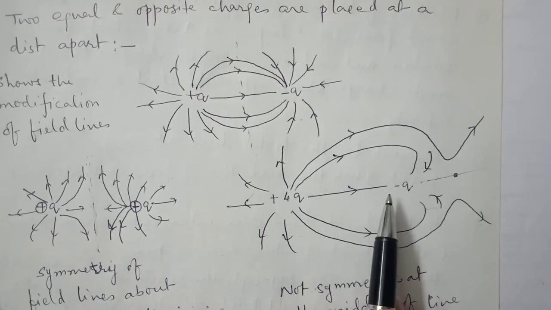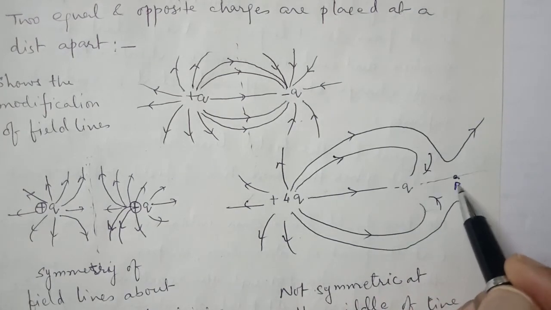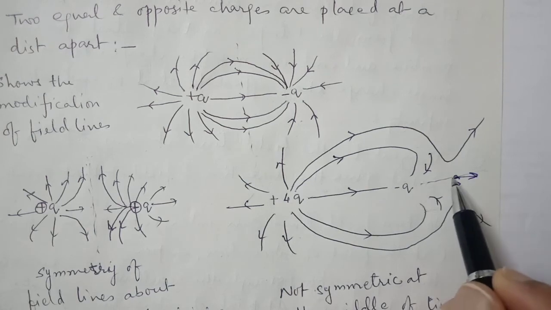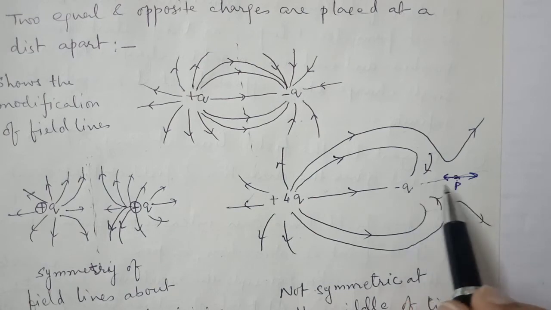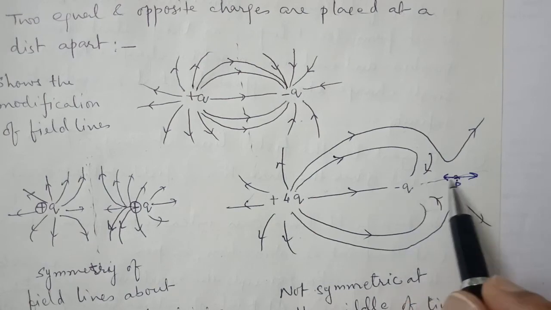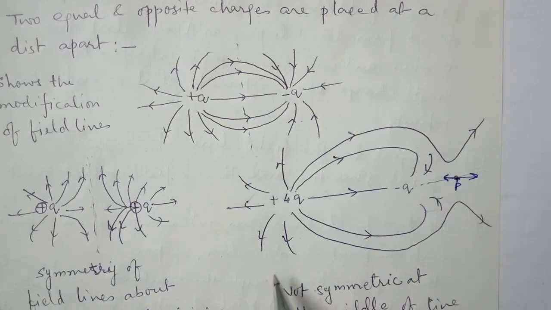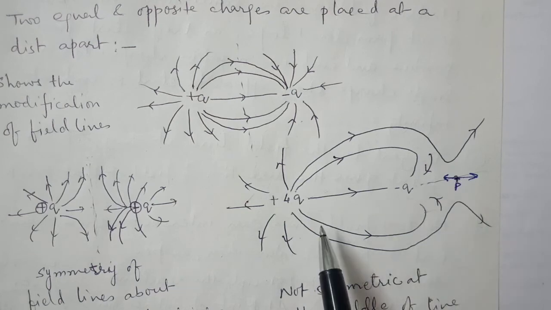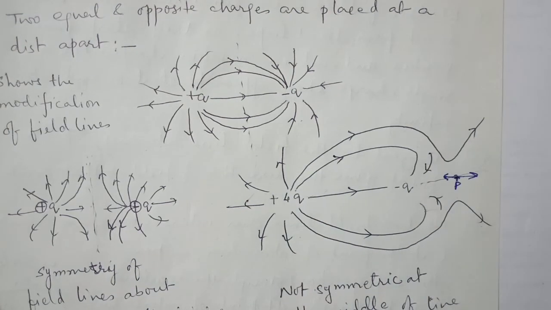One is positive, another is negative. If I consider this point P, due to positive charge, the field will be in this direction. Due to negative charge, the field will be in this direction. If the magnitude of positive charge becomes equal to the magnitude of negative charge, being in the opposite direction, here it will be the null point, or the field will be 0. Hence, the field lines modification can be seen in this way.